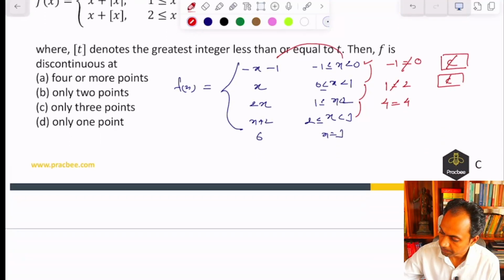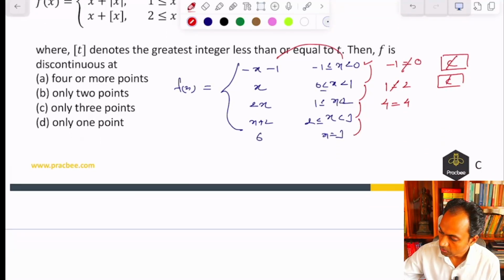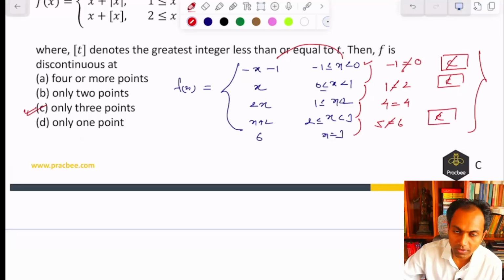This is fine. But if I check at 3, you can see that the left hand limit is coming out to be 5. Right hand limit is coming out to be 6, and it's not equal. Discontinuous. So you can see there are 3 points of discontinuity. The option C comes out to be correct.